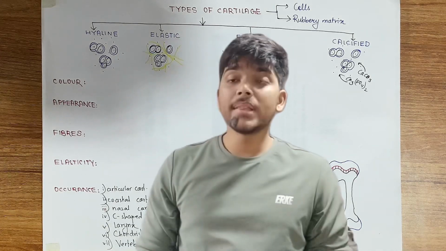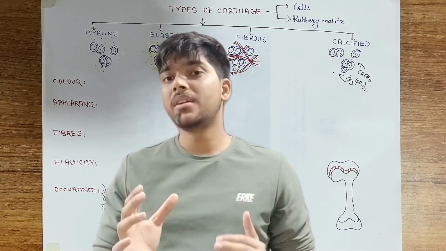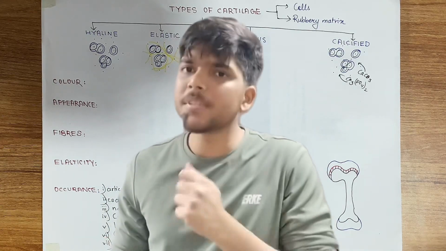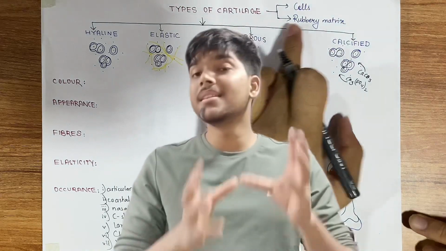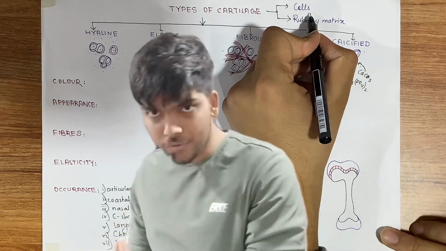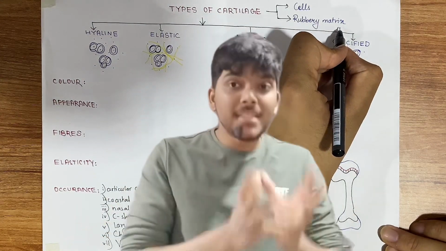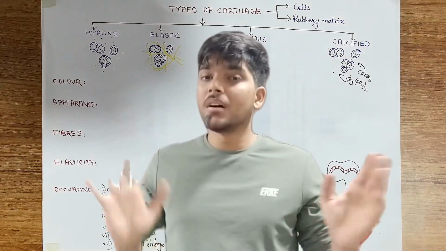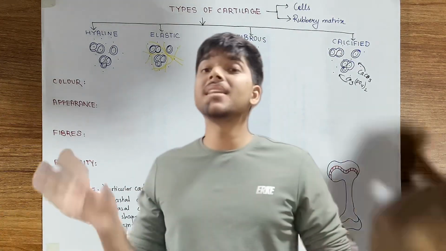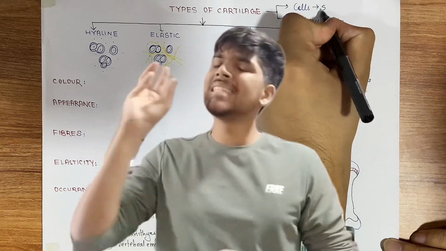Okay, so we are done with cartilage. Now, we are gonna deal with the various types of cartilage. Cartilage contains cells and these cells are present on matrix. Depending on cells, there is no division of cartilage because all the cartilage contain the same cells arranged in the same manner.